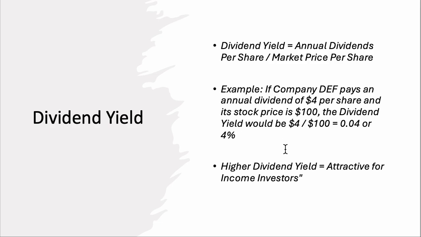For example, if company DEF pays an annual dividend of $4 per share and the stock price is $100, the dividend yield would be 4 upon 100 equals 0.04 or 4%. A 4% dividend yield means you will earn $4 annually for every $100 invested in the company's stock. A higher dividend yield is attractive to income investors, but it's important to consider the company's ability to sustain those dividends.